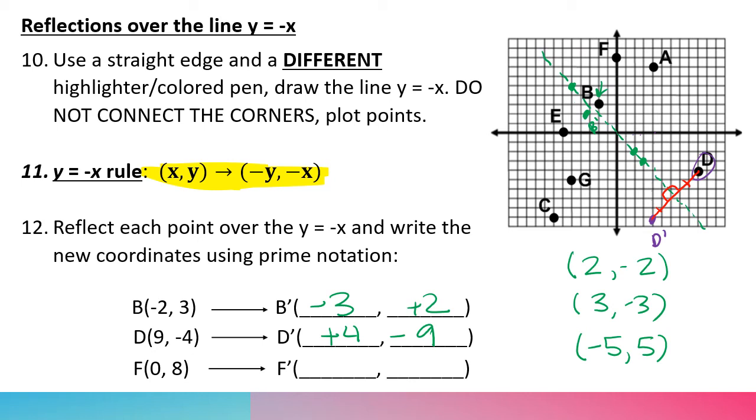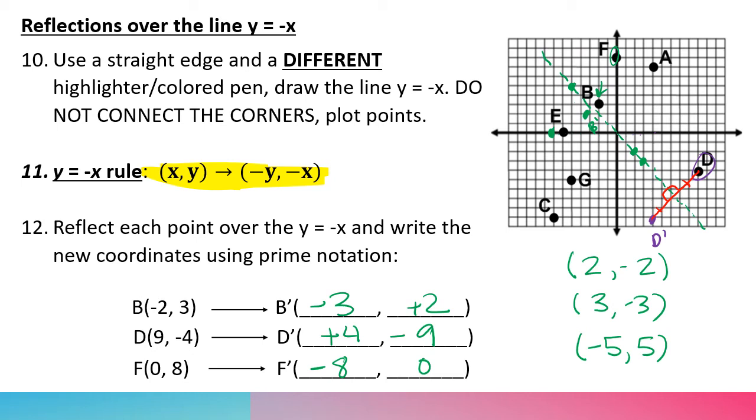And last but not least, we have point F with coordinates 0, 8. So this would become 8, 0. Change both signs. Don't really need to change the sign of 0. And point F is up here. So now if I come over here, 1, 2, 3, 4, 5, 6, 7, 8, and I go to negative 8.